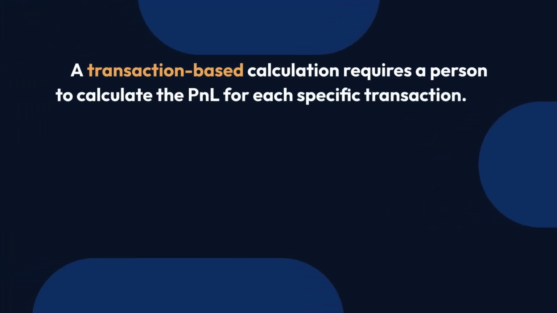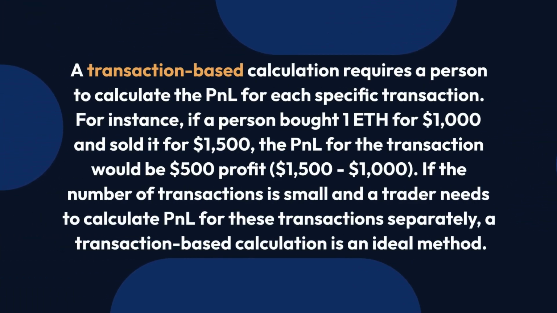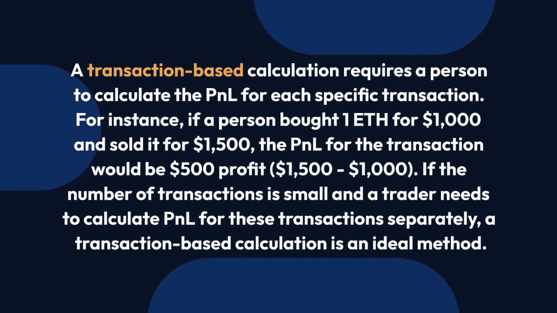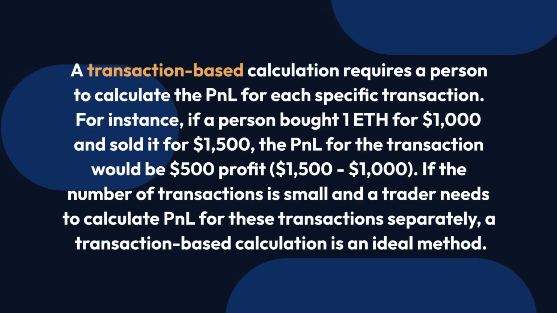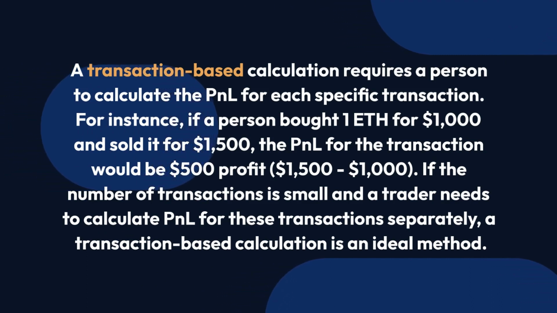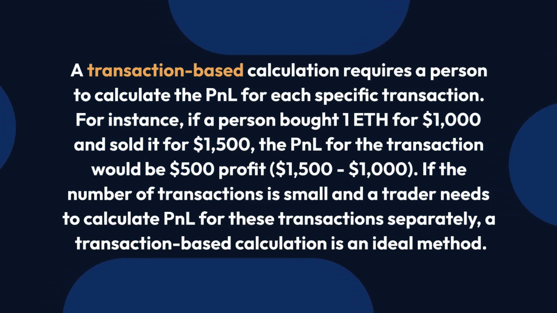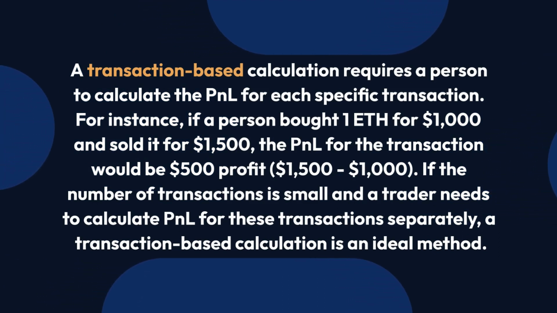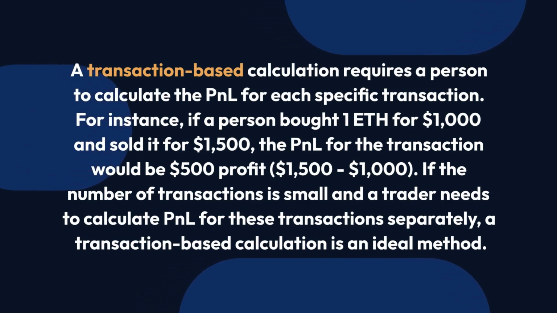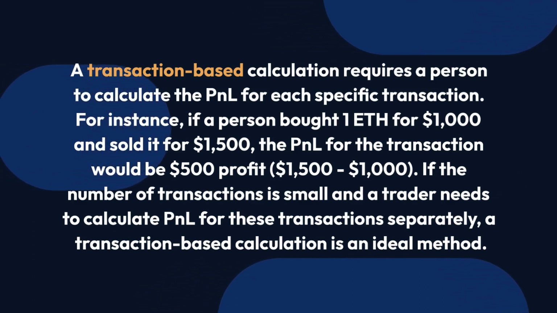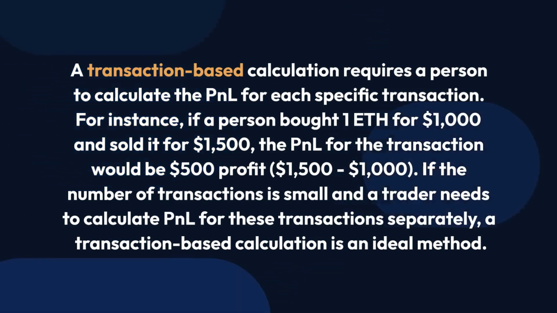A transaction-based calculation requires a person to calculate the PnL for each specific transaction. For instance, if a person bought one ETH for $1,000 and sold it for $1,500, the PnL for the transaction would be $500 profit, $1,500 minus $1,000. If the number of transactions is small and a trader needs to calculate PnL for these transactions separately, a transaction-based calculation is an ideal method.